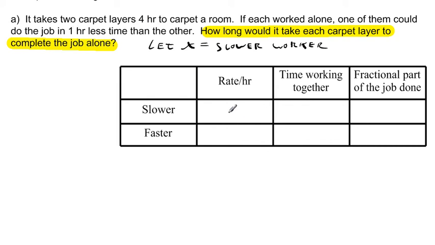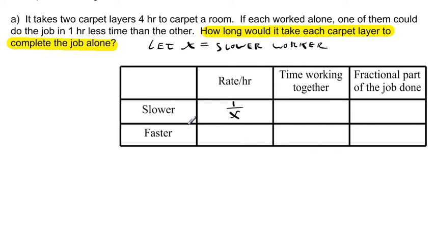So how long does it take the slower person to do it per hour? In 1 hour, he can do 1 over x. Again, x stands for the time of the slower person, and I'm using 1 here because it's in 1 hour's time. So in 1 hour, he can do 1 over x. It just depends on whatever x is, but we don't know that in this case. So this would be the rate for the slower person.